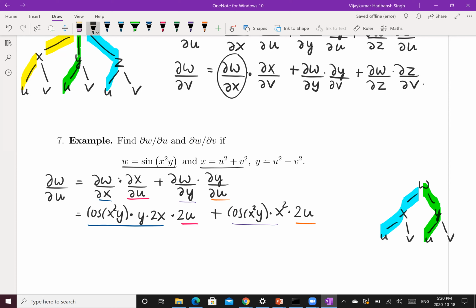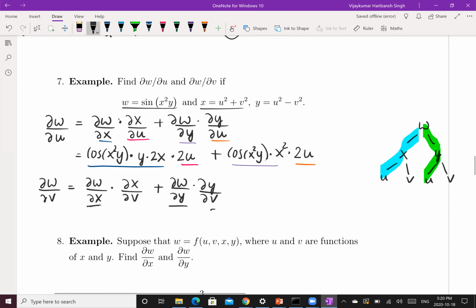Now I want to write down the partial derivative with respect to v. You should be able to reuse some part of your previous computation. For example, in the formula, if you look carefully, this part is going to be the same. The only new thing is here we have ∂x/∂v. Similarly, the first part remains the same for this guy, and we have ∂y/∂v as well. So we can reuse these parts from the previous one. Let's write that down.